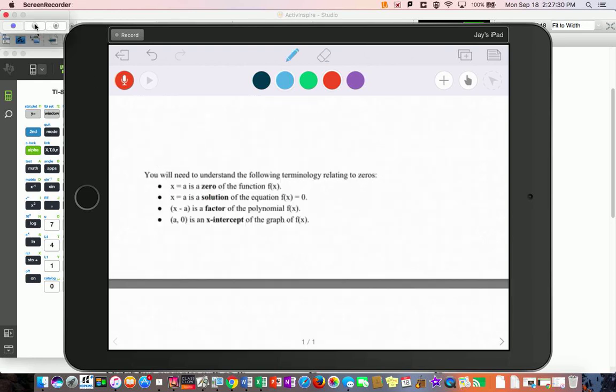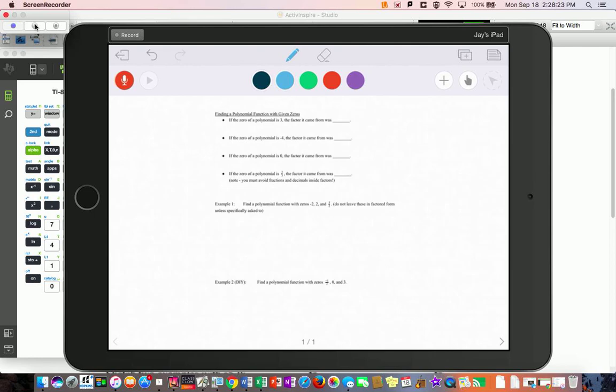Just remember zeros, solutions, some people say roots, kind of all mean the same thing. They are x values that make the output 0, or they are x values where the graph touches the x-axis. If I tell you what a factor is, you should be able to set it equal to 0 and solve it, find the zeros. And x-intercepts are basically what I just said. It's where the graph touches the x-axis.